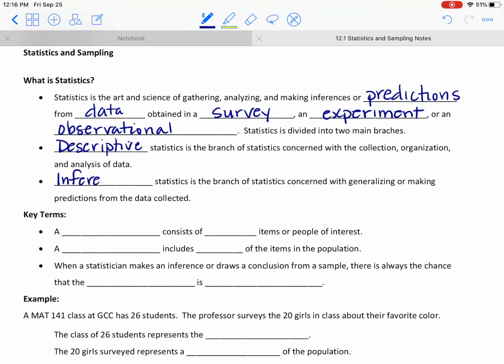And then you have the inferential statistics branch. So the statisticians in this branch are going to be more concerned with, once the data has been collected and organized and numbers have been crunched, what kind of generalizations or inferences or predictions can I make based off of that data? Okay. Now there are a couple key terms in statistics. So again, it's not necessarily going to be the case that we know all of the outcomes in a survey or an experiment or an observational study.